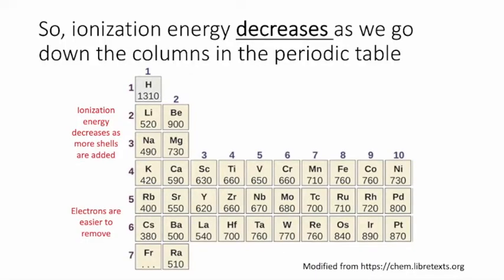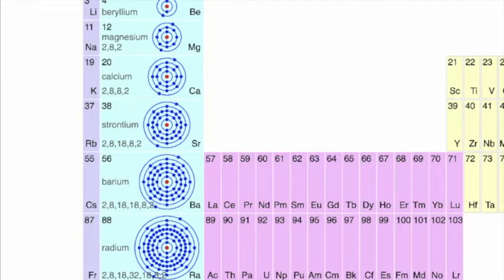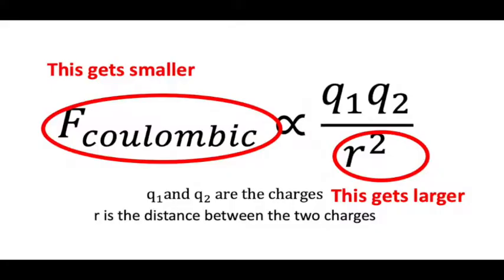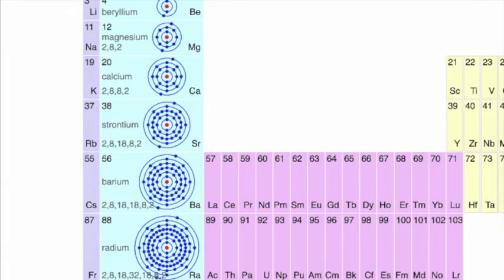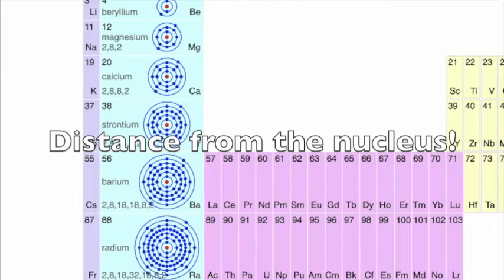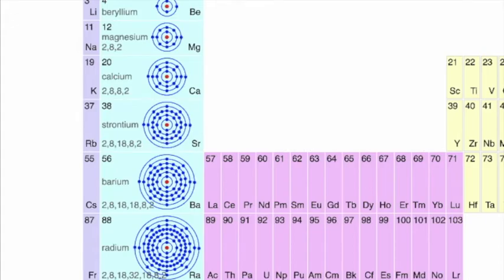Ionization energy decreases as you go down a column because you're adding energy levels. Every time you add a new energy level, the electrons get farther from the nucleus. The farther from the nucleus an electron is, the weaker the Coulombic attraction, because the Coulombic force is inversely proportional to the square of the distance between the two charges. As you go down a column, there is also more shielding from the core electrons, but distance from the nucleus is the most important factor responsible for these trends you see in the columns.